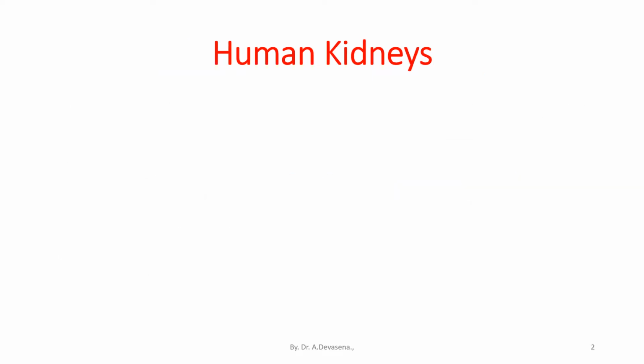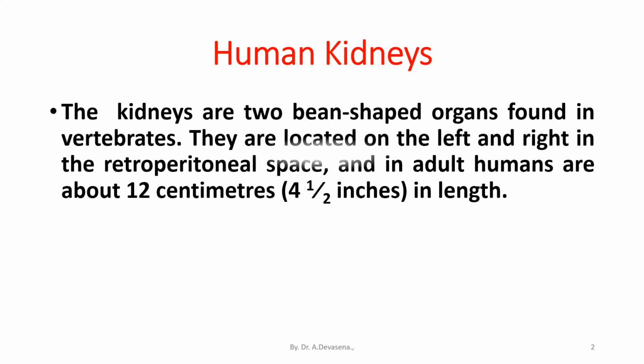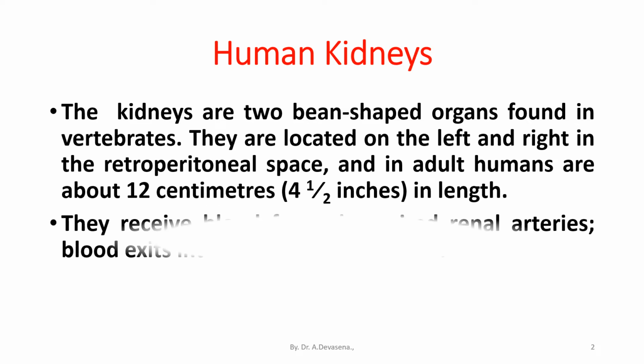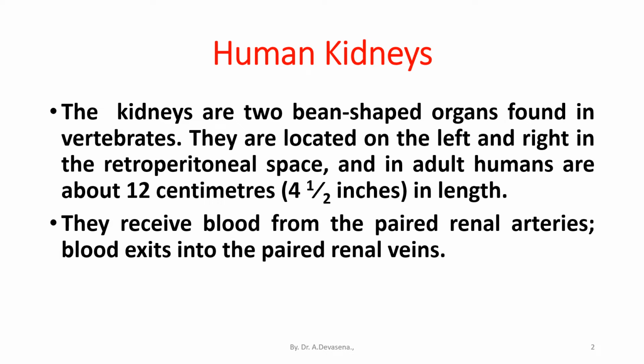Human kidneys. The kidneys are two bean-shaped organs found in vertebrates. They are located on the left and right in the retroperitoneal space, and in adult humans are about 12 centimeters, that is 4.5 inches in length. They receive blood from the paired renal arteries. Blood exits into the paired renal veins.